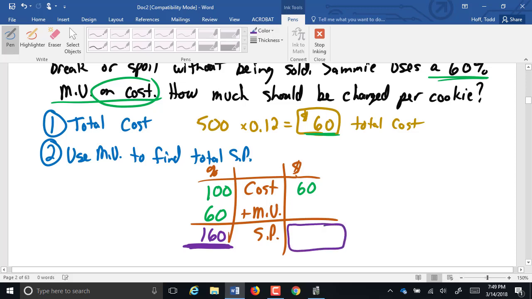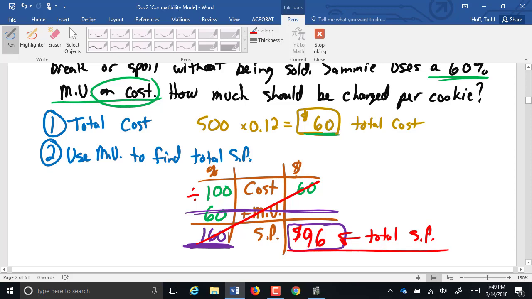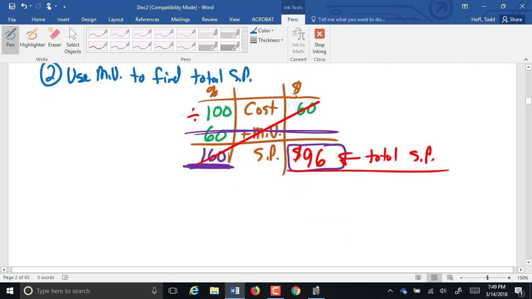We're always looking for this number over here. So we're going to ignore that middle row. 160 times 60 divided by 100. $96 is our total selling price. We need to get $96 out of this batch of cookies. Any questions there? Okay.